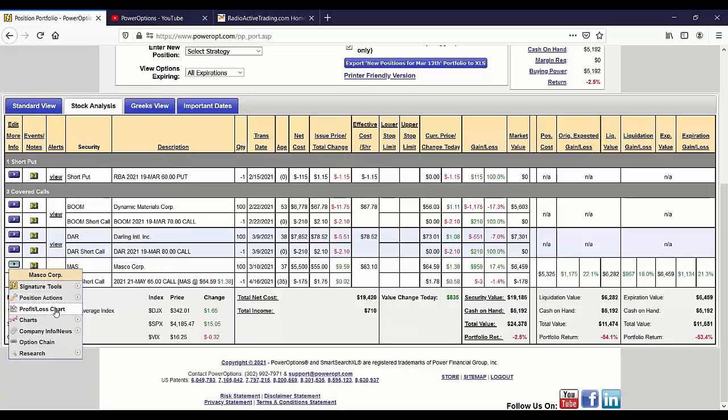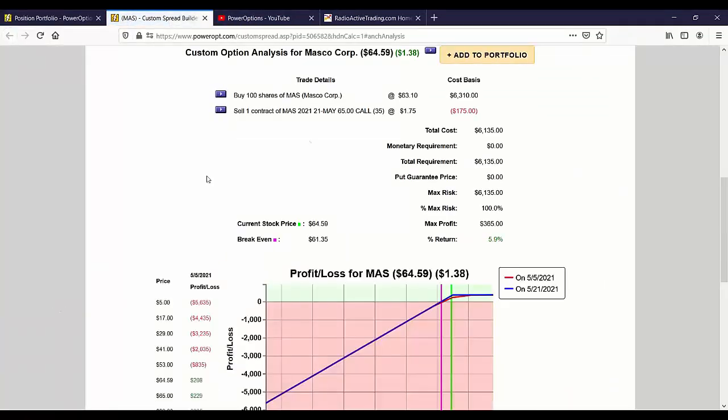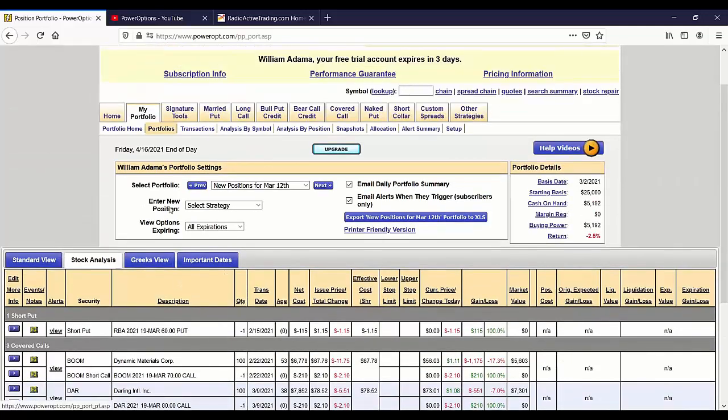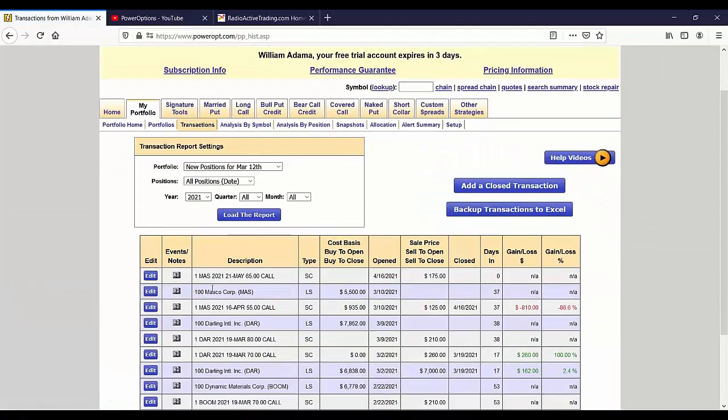And anytime now you go to the profit and loss chart or the position analysis, William, that will take that into account. And that you have the cost basis of $63.10, your May 65 call at $1.75. So the max profit now is $365 or 5.9% if we get assigned at May expiration. It's taking all those calculations into account. Now, where is it? Where's my original call? The portfolio tools only track your open positions. So if you go into transactions, you can see the record of the realized gain or loss on the call we just closed to roll to the next strike.